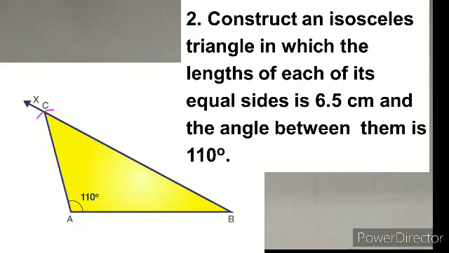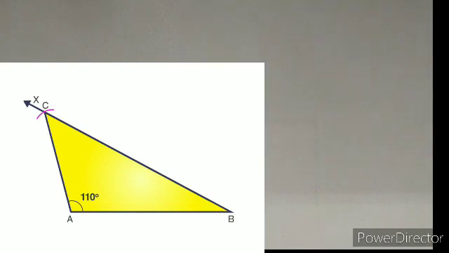Triangle ABC, see here, angle A is 110 and two equal sides have length 6.5 cm. Here suppose AB and AC both have length 6.5 centimeter. So let's start our construction.